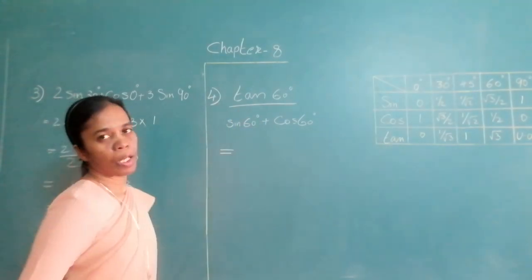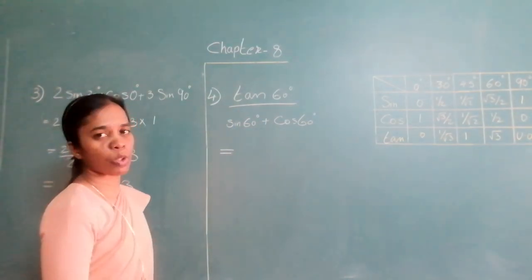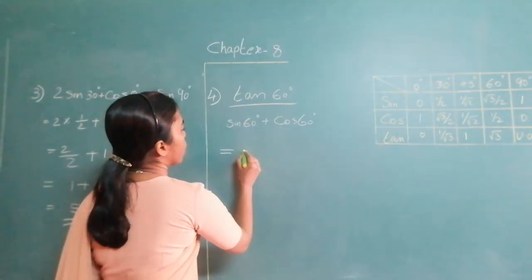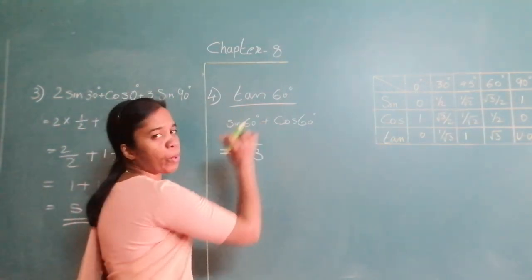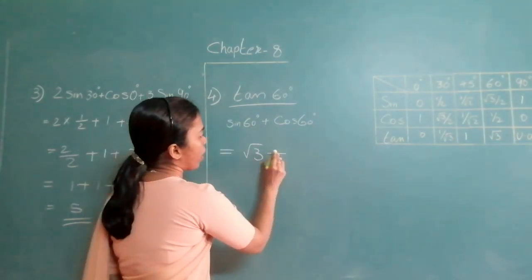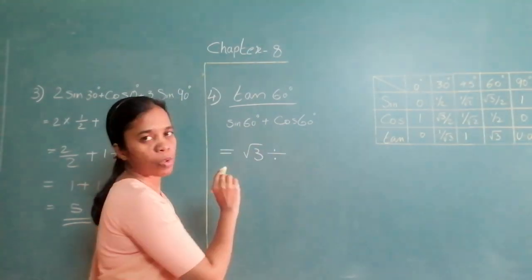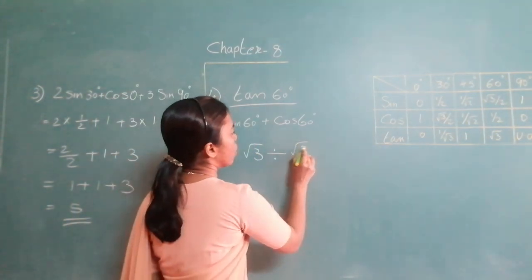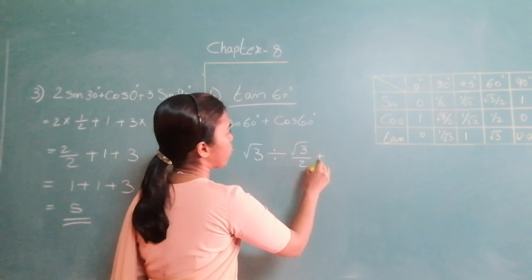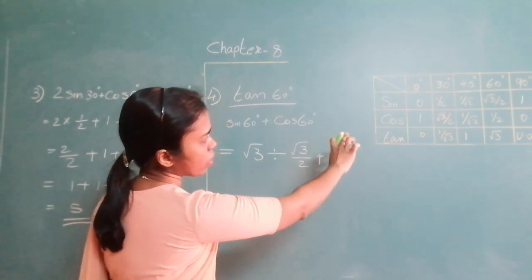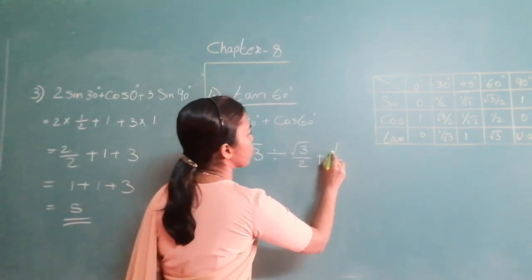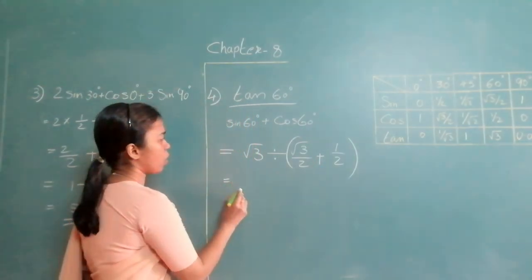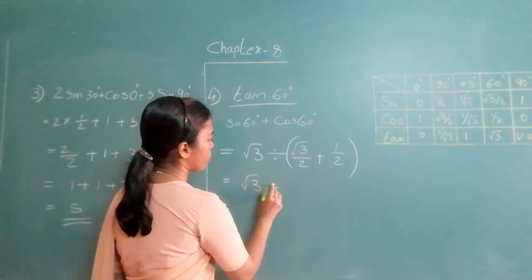Look at the next one: tan 60 upon sin 60 plus cos 60. Tan 60, what is tan 60? Root 3. Instead of writing upon, I am putting a division sign to make the work easier. Sin 60, what is sin 60? Root 3 upon 2, plus cos 60. What is cos 60? 1 upon 2. I put this in the bracket. Okay. This is equal to root 3.